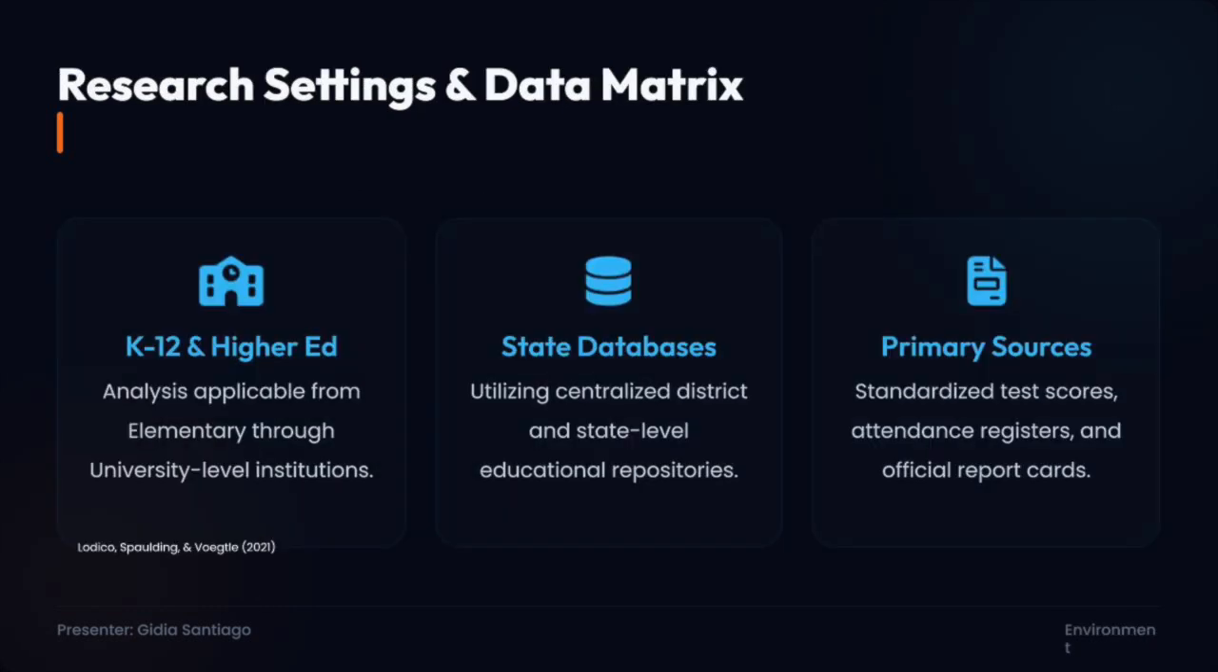Correlational research can be conducted in a variety of educational settings, including elementary schools, secondary schools, universities, districts, and state education systems. Data often come from existing records such as attendance reports, standardized assessments, report cards, and graduation records. These large datasets make correlational research particularly valuable for educational leaders.